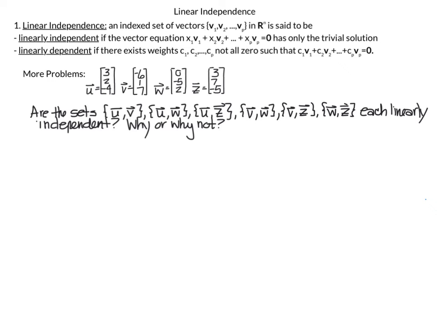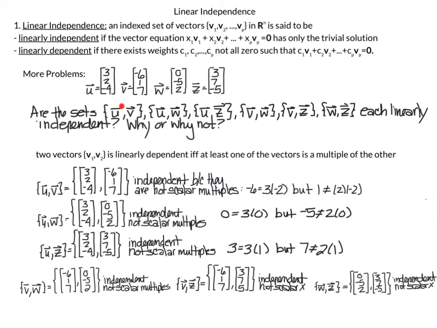For each of these pairs, since they're taken two at a time, I used this statement from our overview sheet that said a set of two vectors v1, v2 is linearly dependent if and only if one of the vectors is a multiple of the other. It turns out none of these are multiples of the other, and I will show you the first three to explain how I know. Since they aren't, that must mean that they are independent. So the answer is yes, all the sets are independent.